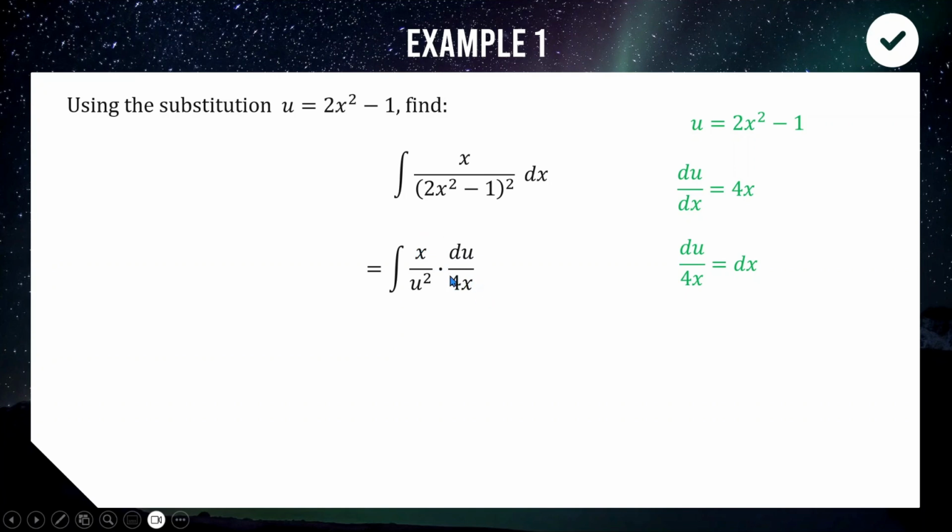While we're doing that, we can move the 4 out the front, so we end up with a quarter outside of the integral of 1 over u² du, and now we have an integral that is only involving u's, and it's much simpler than when we started, and so now we can go ahead and do some integration.